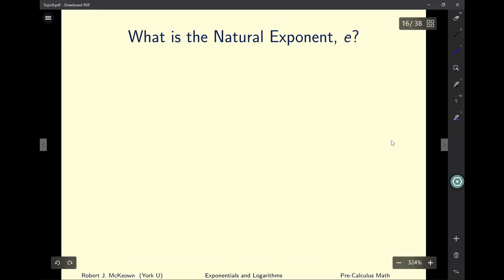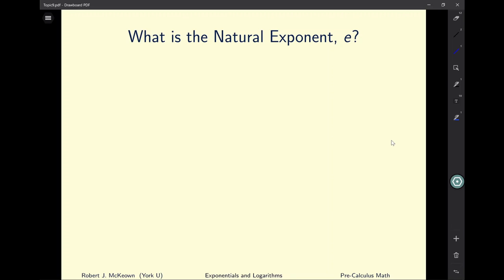Now we finished our introduction to logarithms and exponential functions. Let's talk about two very special types of logarithms and exponential functions: the natural exponential function and the natural logarithm. So what is the natural exponent? E. If you look at your calculator, you'll see a button E.